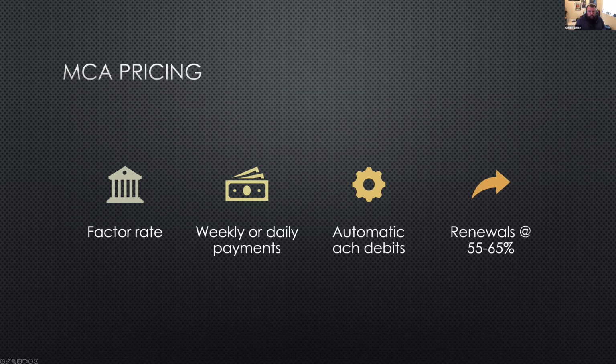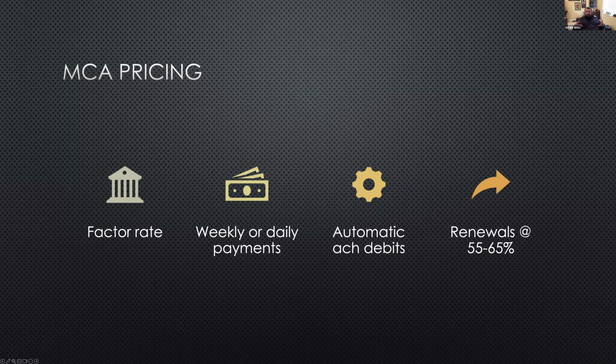And then renewals. Renewals mean coming back and getting more money. Typically once you're paid down on the advance 55 to 65%, the lender's going to come back and say, hey, do you want more money? We talked about cash flow. The goal of the lender is to keep the merchant continually making the daily or weekly payment forever. That's how they make money.